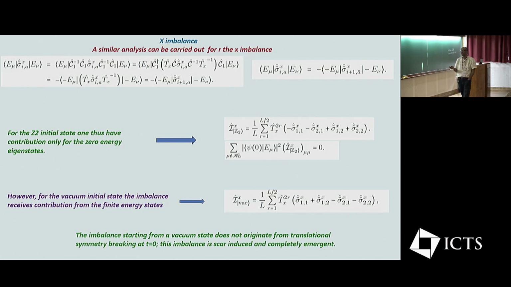However, for the vacuum state, this imbalance has contributions from both zero and finite energy states. And this imbalance is really emergent in some sense, because neither the initial state nor anything else breaks this spatial pattern per se. So it doesn't originate from a translational symmetry breaking state at t equal to 0. Okay, so that's the point.